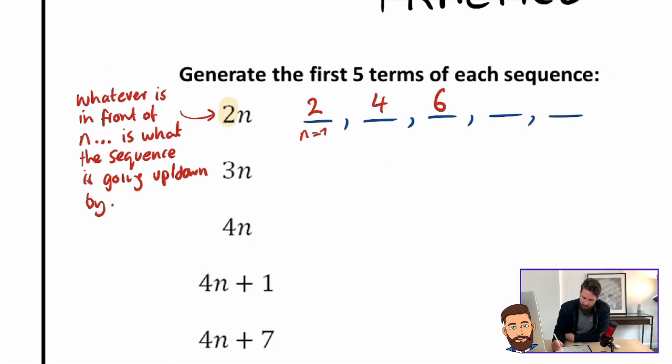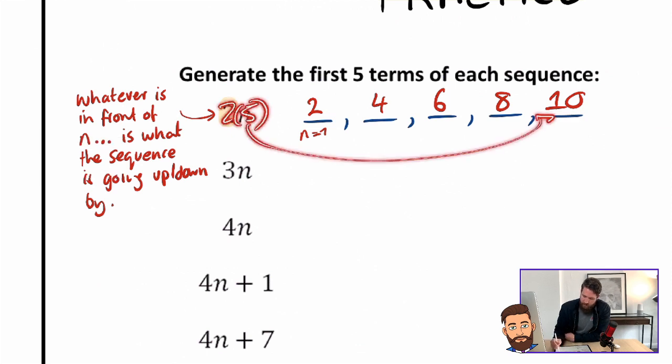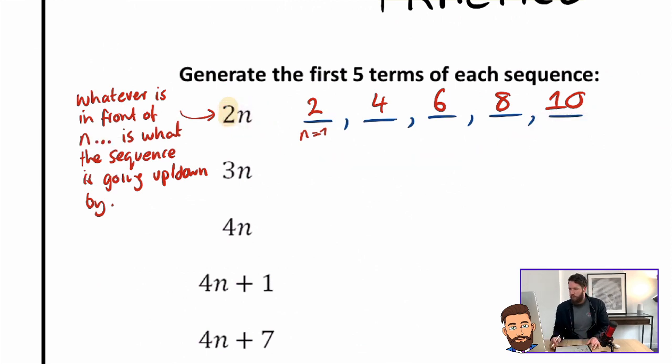So that would be 6, 8, 10. You can check, what's the 5th term? That would be 2 times 5. 2 times 5 is 10. So it'd get you the same answer either way.